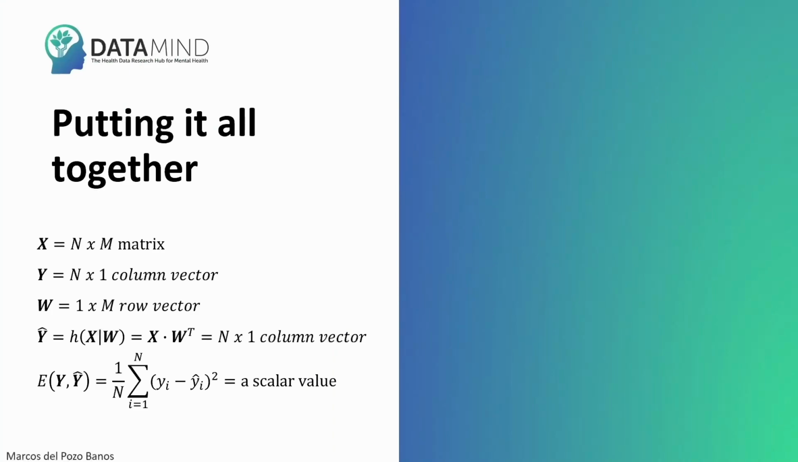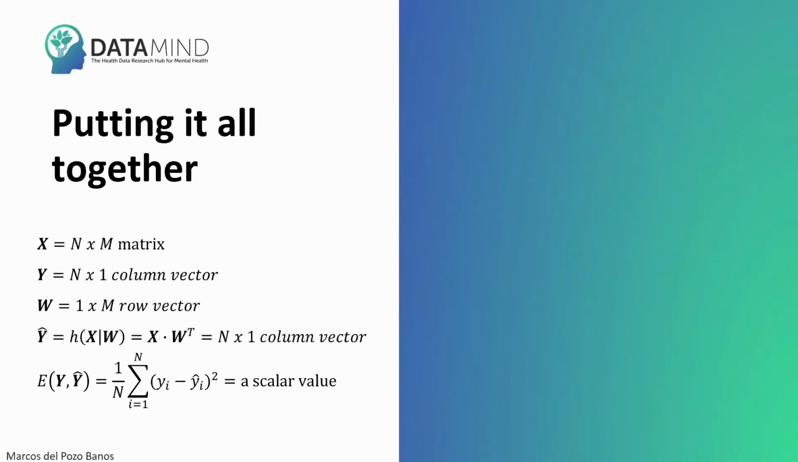And we can, of course, put all of these together. So we can have a matrix X that has n rows and m columns. We can have a column vector y with length n. We can have a row vector w with length m. And then we can define y hat as a function of x given some parameters w. And we can say that actually the definition of this is the dot product between x and w transposed, and think about why the transpose is necessary, and it's because of the dimensions of x and w.